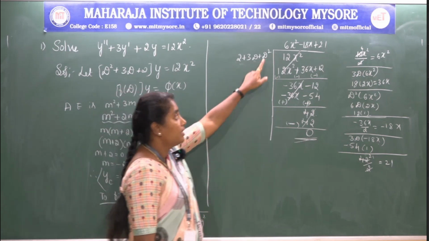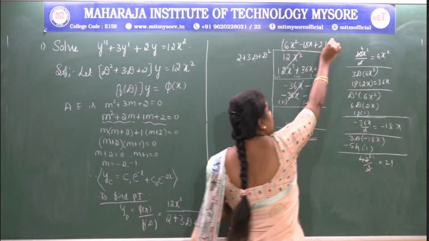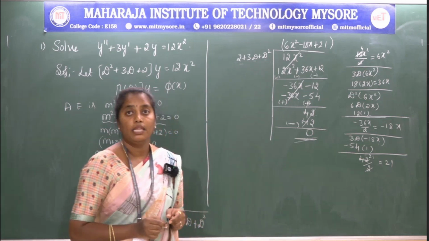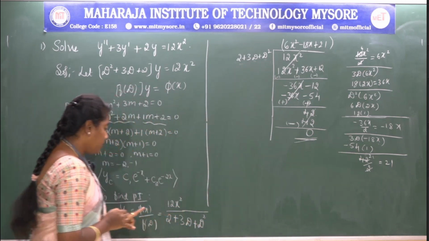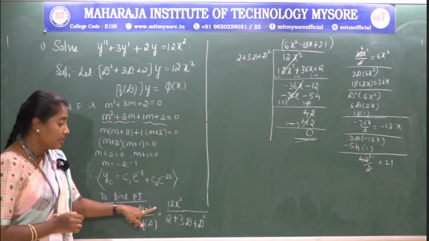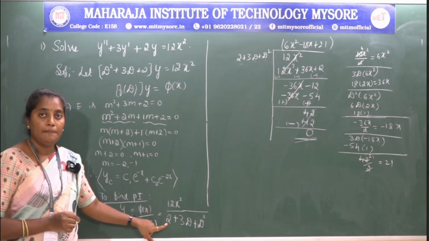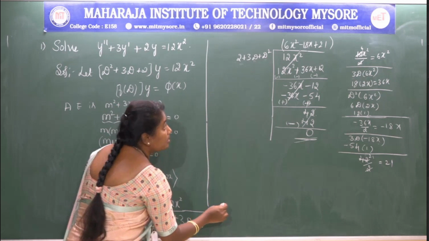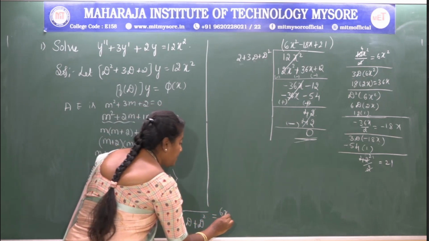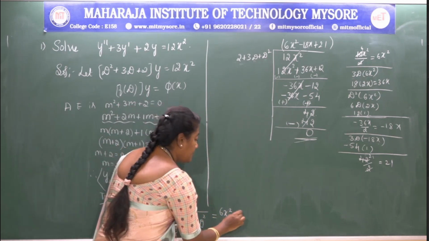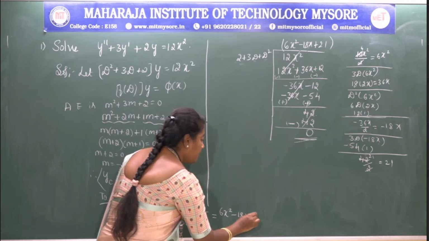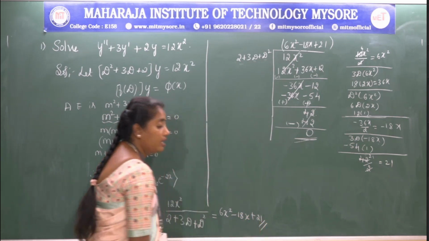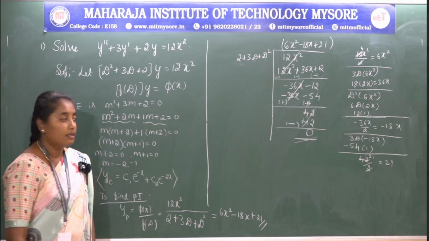So therefore the remaining quotient will be the particular integral. So here the particular integral value is dividing 12x square by the differential operator equation, that is what we get, 6x square minus 18x plus 21. This is the particular integral.